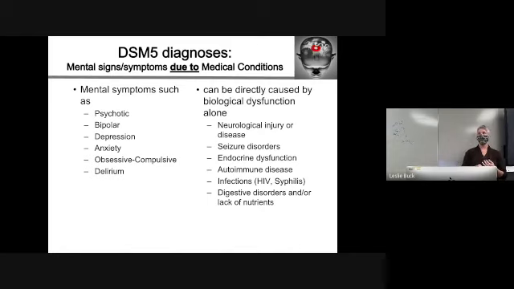Infections, right? Remember the first infection that we figured out causes a psychological disorder was syphilis. Sexually transmitted diseases, unfortunately, kind of like the brain. So HIV and syphilis are two big ones that we're worried about when it comes to the brain. And then the last one is digestive disorders and lack of nutrients. So if you have a digestive disorder and the nutrients are not getting in, or you're not eating properly and the nutrients aren't getting in, it can mess with your thoughts, your feelings, and your actions.